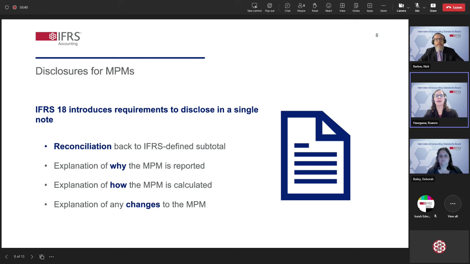So just to recap, companies will be required to disclose in a single note a reconciliation of the MPM back to the IFRS defined subtotal, explanations of why the MPM is reported, how it's calculated, and any changes to the MPM. As always, Nick, these requirements are best demonstrated with some examples. So could you take us through a simple example of what a reconciliation applying the requirements might look like?